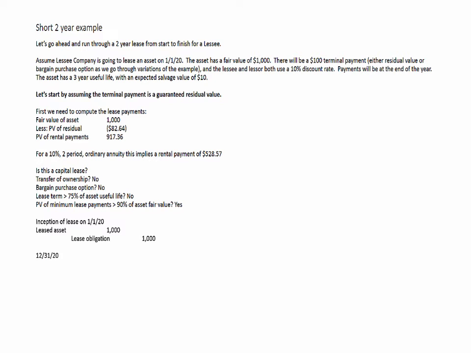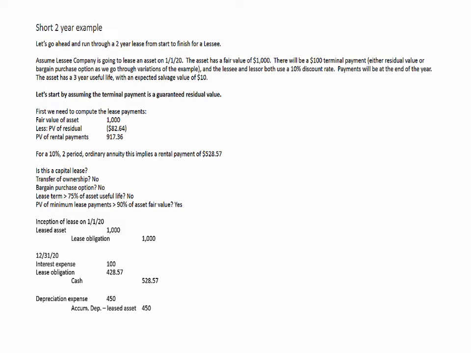At the end of the first year, the lessee makes their first lease payment of $528.57, and as is always the case with installment debt like this, we're going to split that payment between interest and principal. Interest will be 10% of the lease obligation balance. The remainder goes to pay down the lease obligation itself.